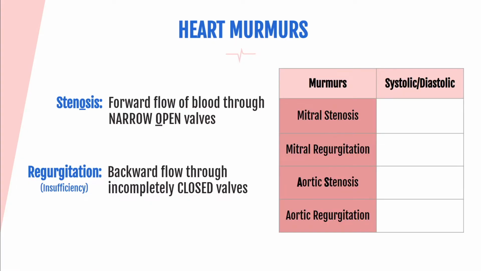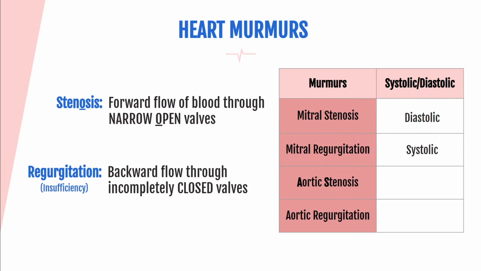Let's put all of that information together. Let's start with mitral stenosis. We know that in stenosis, the valve is open. So when is the mitral valve open? The mitral valve is open during diastole. Let's do mitral regurgitation now. So we know that regurgitation happens when the valve is closed. When is the mitral valve closed? Well, if it's open during diastole, it has to be closed during systole, right? But also it makes sense because the mitral valve is closed when the heart is pumping.